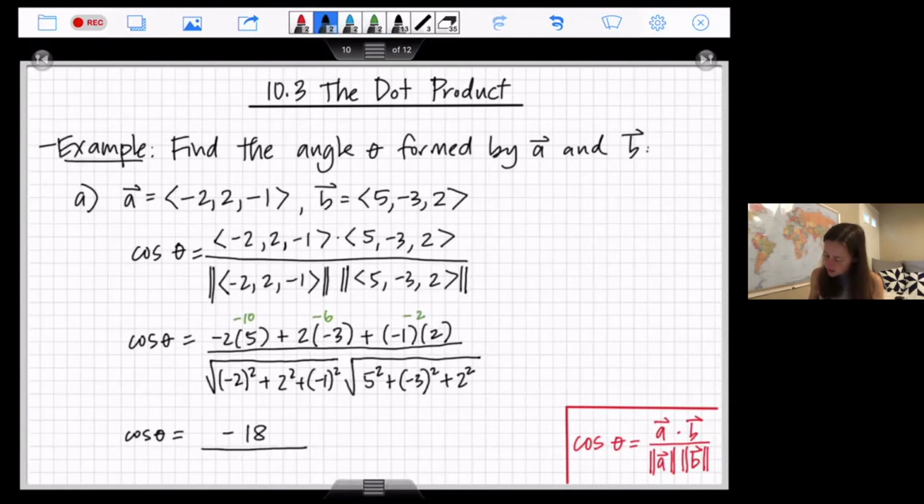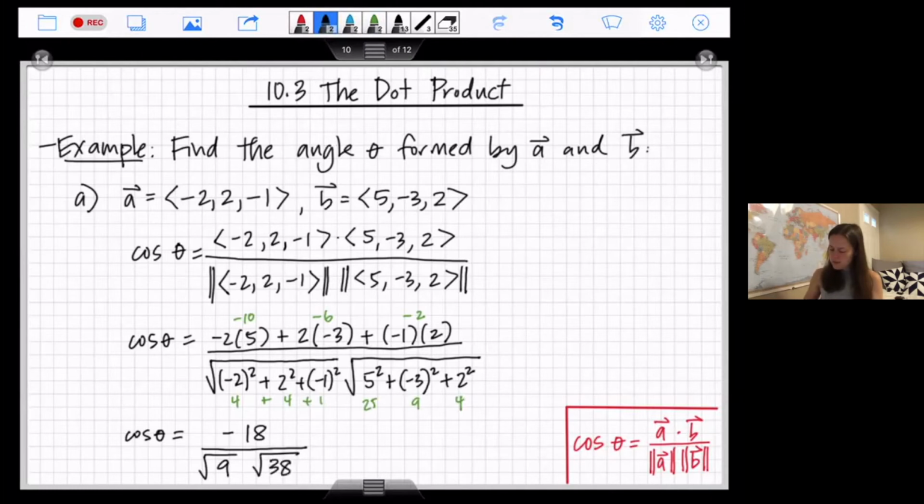And on the bottom, let's see, I get the square root of, this one's going to be 4 plus 4 plus 1. Square root of 9, I like that. And then the second square root gives me 25 plus 9 plus 4. That's 34 plus 4 is 38.